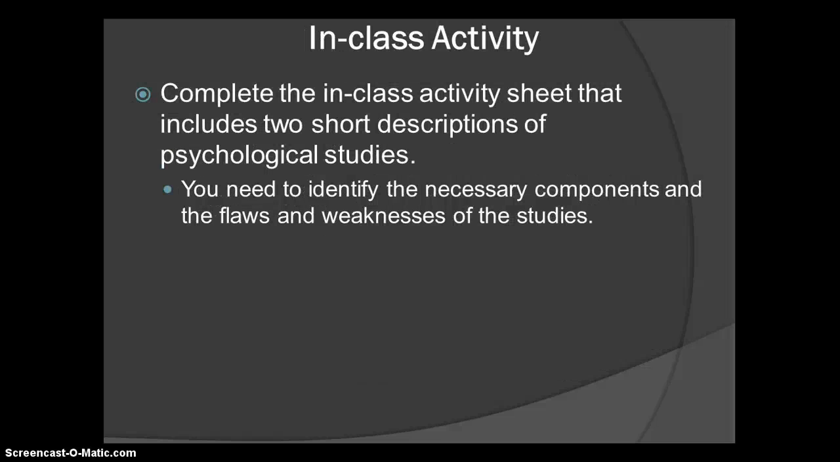For the in-class activity, you're provided with two short descriptions of psychological studies, and you need to identify the necessary components: the hypotheses, the independent variable, the dependent variable, as well as the flaws and weaknesses of the studies. This in-class activity will be located under an assignment called IC-A, I believe, with today's date, which is January 22nd. I would like you to complete this activity before class on Tuesday, and I would like you to complete it with your group members because it is a group activity.